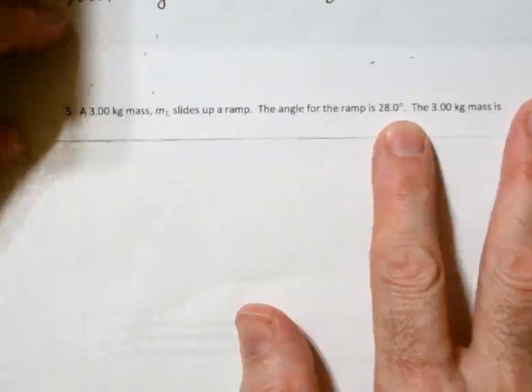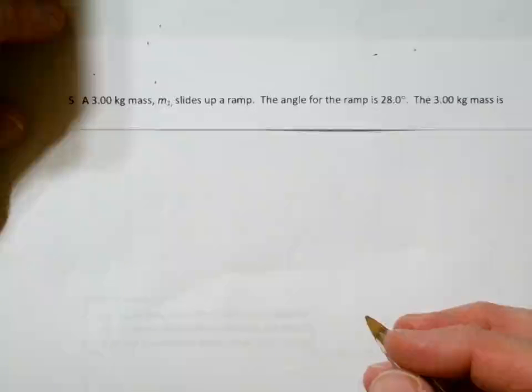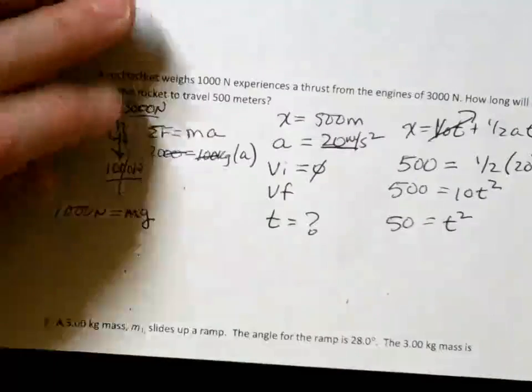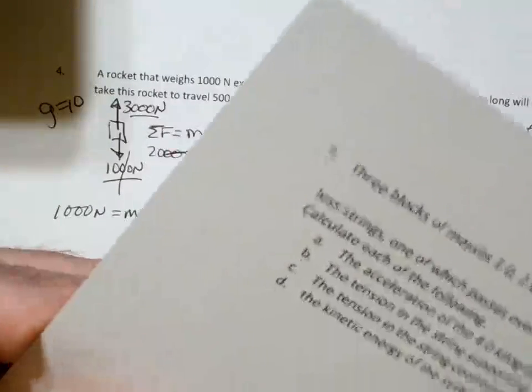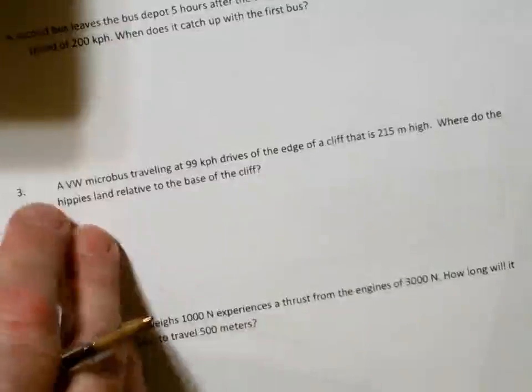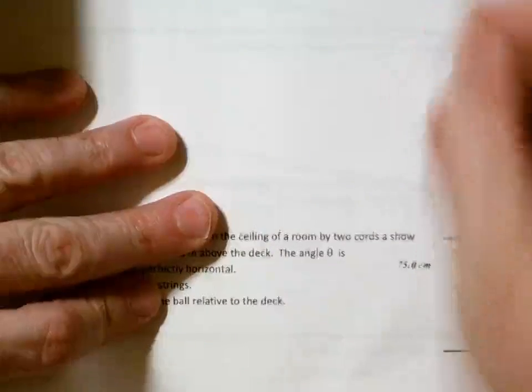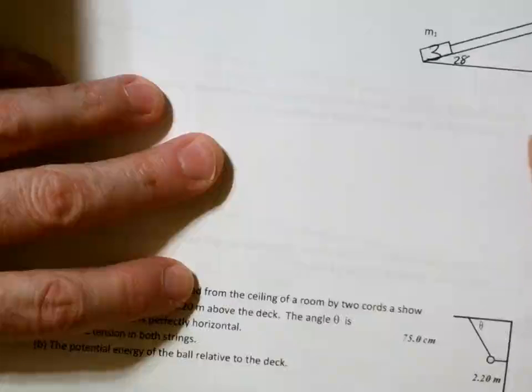at the bottom of the page, so that was not good. We have a mass that slides up a ramp. The angle for the ramp is 28. The 3 kilogram mass is connected to a second mass. Oh, brother. Oh, here's a drawing. Okay, so what a mess. The 3 kilogram mass is on the ramp, and the angle is 28. And the 3 kilogram mass is connected to 3.25 here.